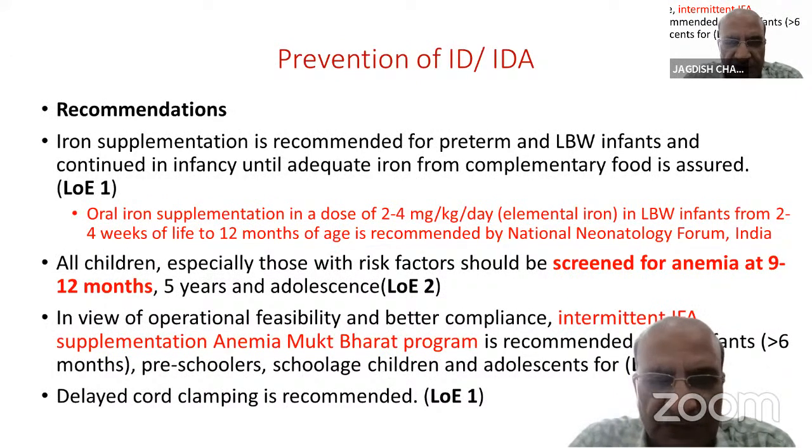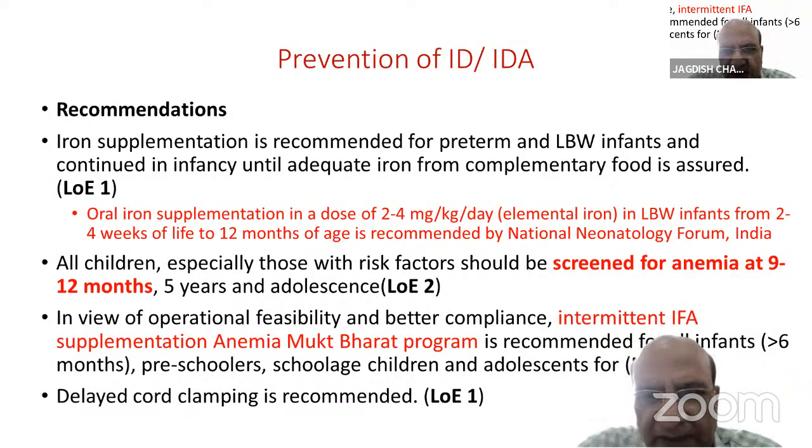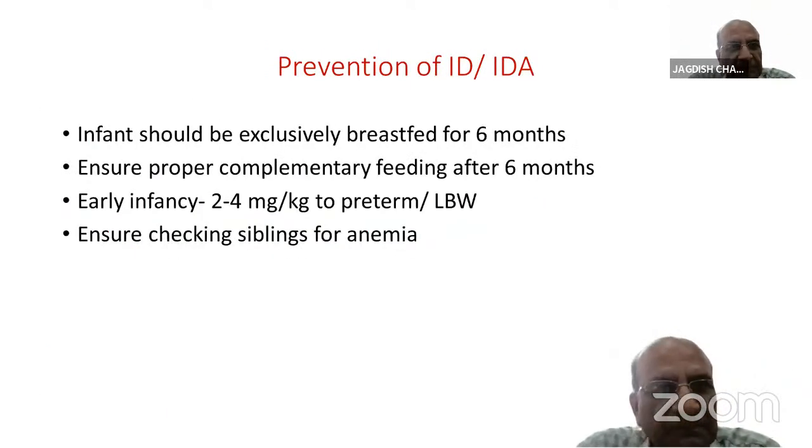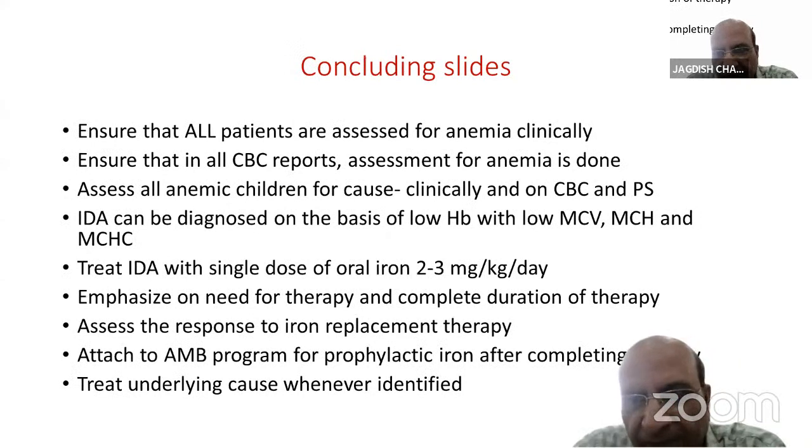And then thereafter, the patient should be attached to the Anemia Mukt Bharat program. In view of operational feasibility, intermittent iron folate supplementation is being recommended in Anemia Mukt Bharat. And of course, this is not in our hands. At the time of delivery at the public health level, this intervention does help. Delayed cord clamping is recommended. Infants should be exclusively breastfed for 6 months. Ensure proper complementary feeding after 6 months of age. And in early infancy, 2 to 4 milligrams per kg to low birth weight, we have said that. And ensure checking the siblings for anemia. These are the steps that one can take to prevent iron deficiency anemia.